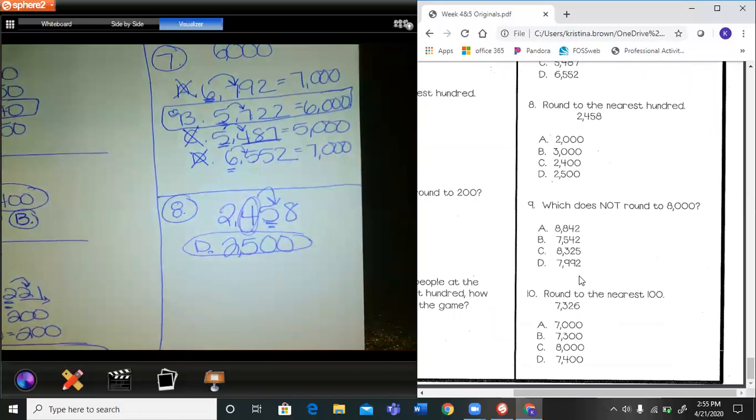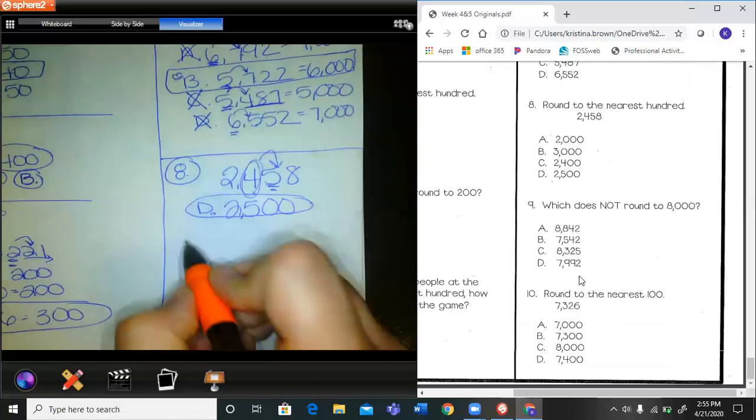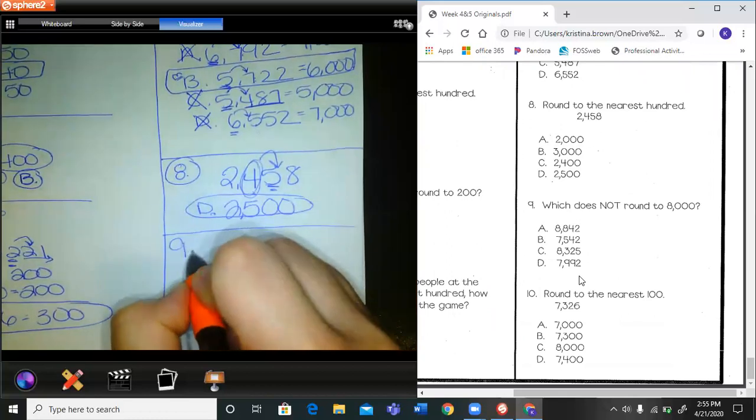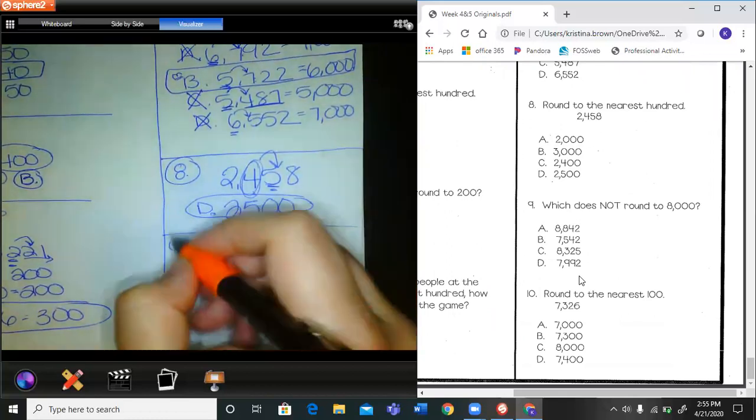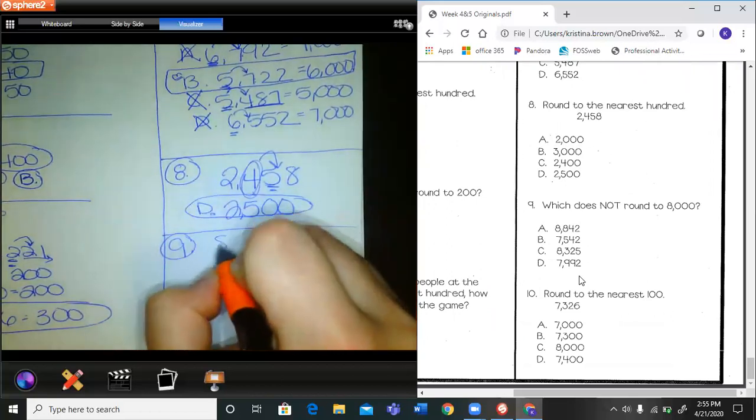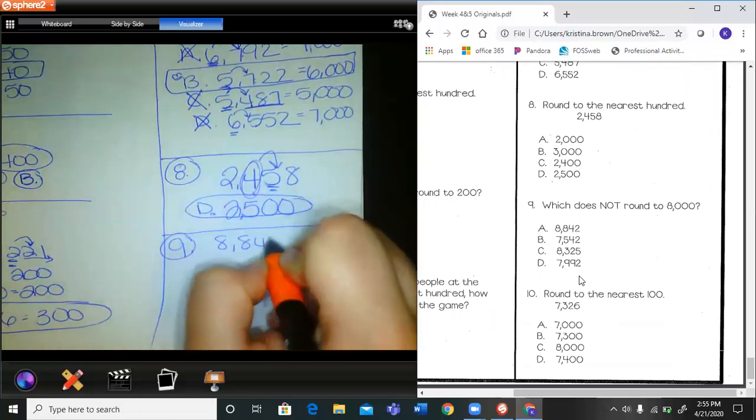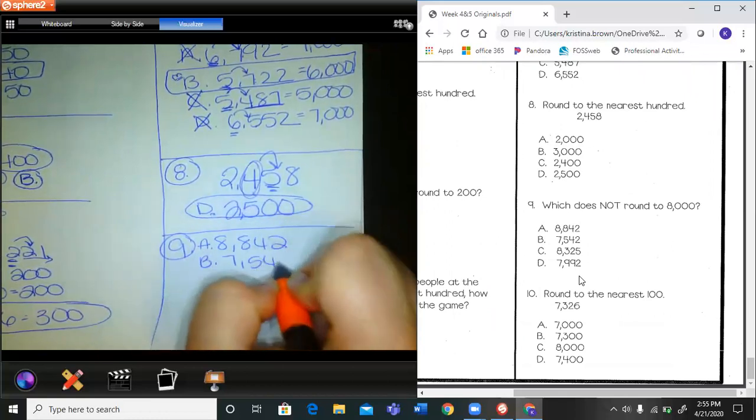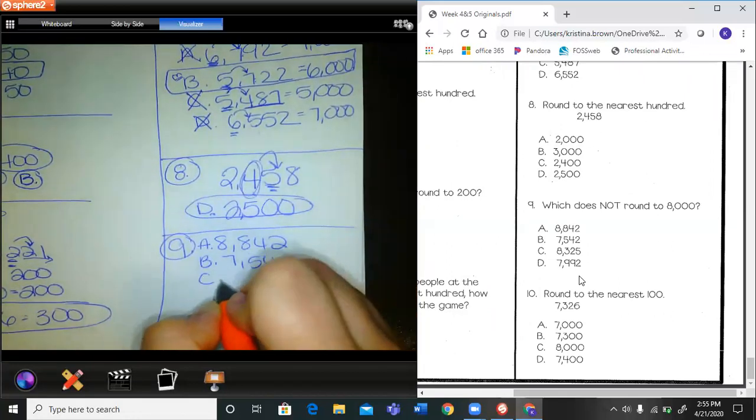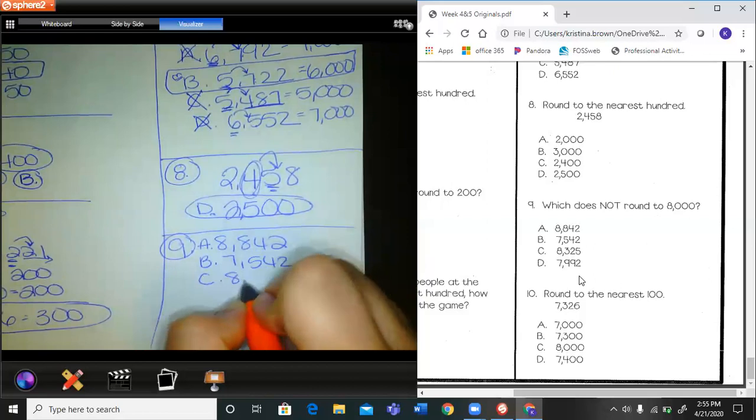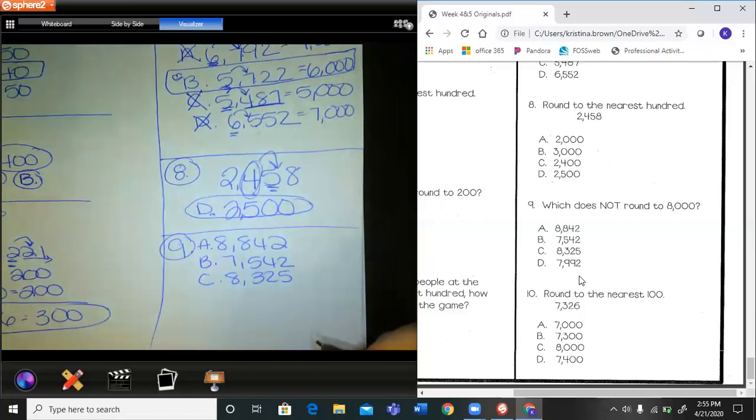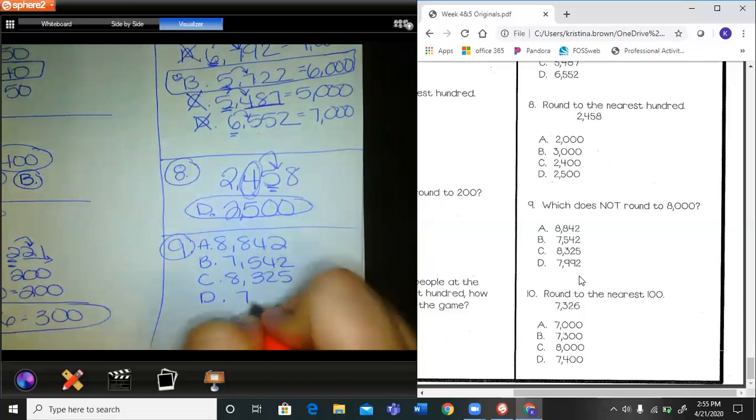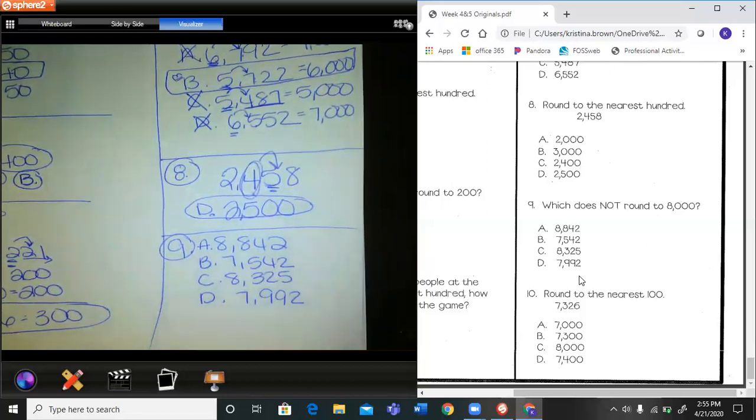Oh, there were 2 questions hiding from me. We got 10 on this page. All right, let's do these last 2. Which does not round to 8,000? We have 8,842, 7,542, 8,325, 7,992. We're looking for one that does not round to 8,000.